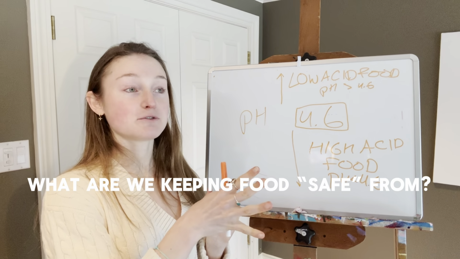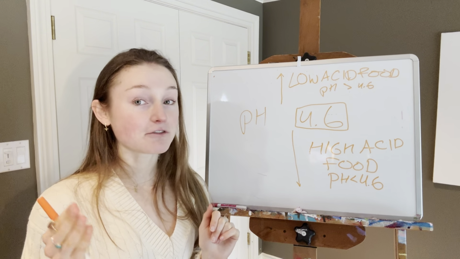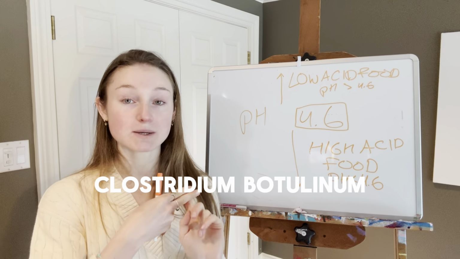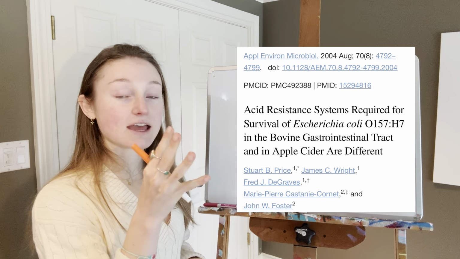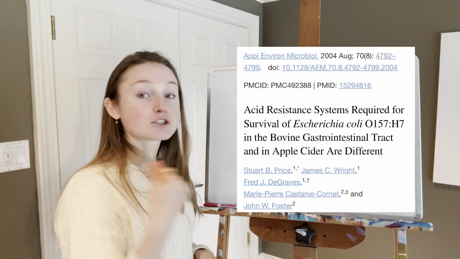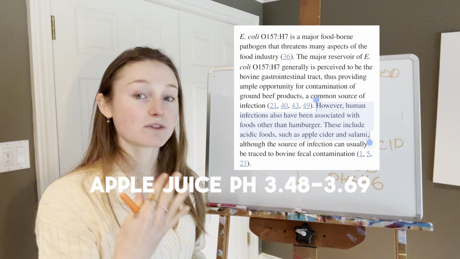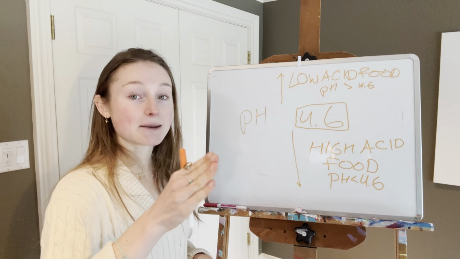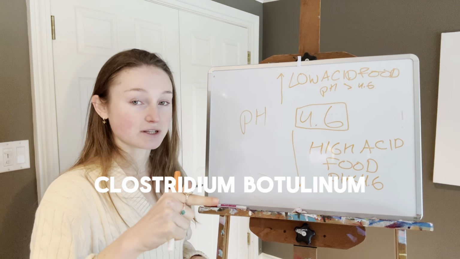And when we're talking about food safety, it's pretty important to know what we are even keeping our food safe from. We are keeping our food safe from bacterial contamination like E. coli or Clostridium botulinum. E. coli is capable of living and growing in acidic foods. So things like apple juice is still at risk for contamination with E. coli, and apple juice will need to be pasteurized. The other bad bacteria that we are keeping our food safe from is Clostridium botulinum.